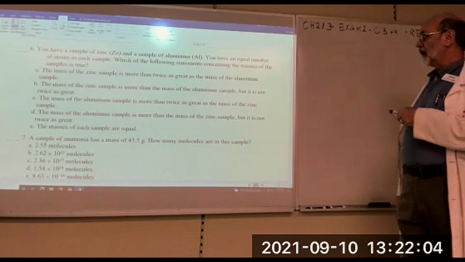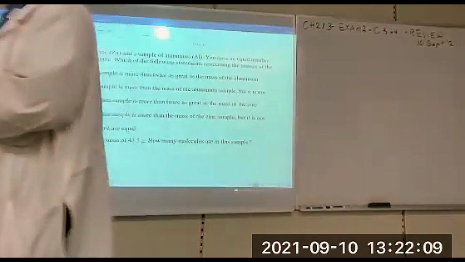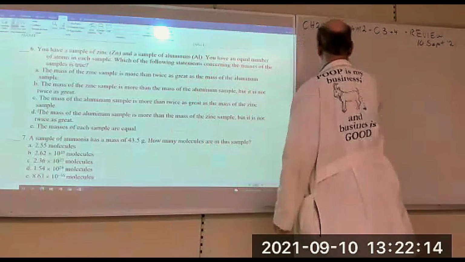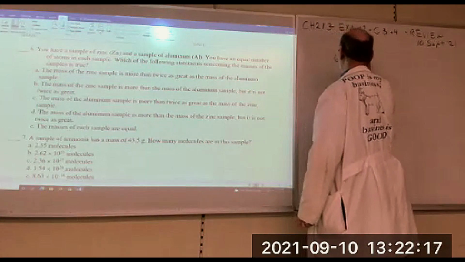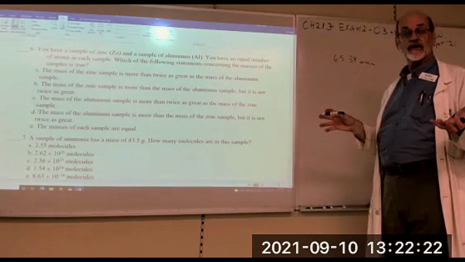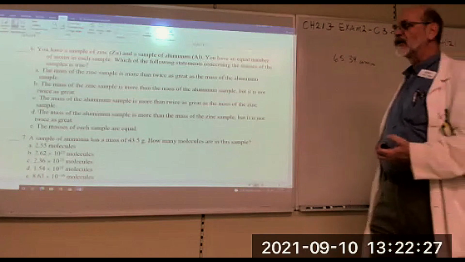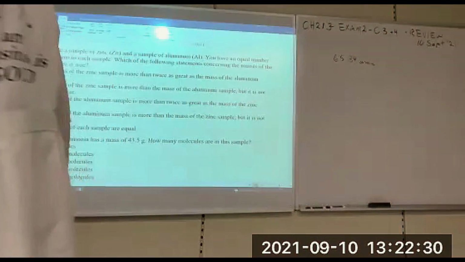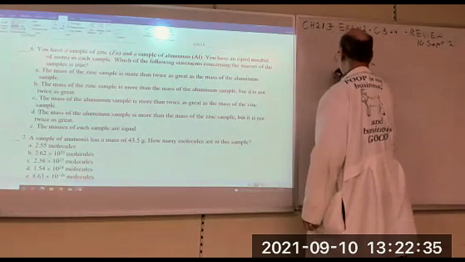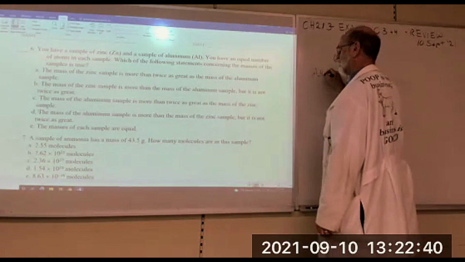Right. So we've got aluminum and zinc. Zinc is approximately 65.39 grams per mole, or 65.39 atomic mass units per atom. We have equal numbers of atoms, so if we just look at one atom, then that'll give us our answer. Aluminum is 26.98 atomic mass. This is aluminum, and this is zinc.